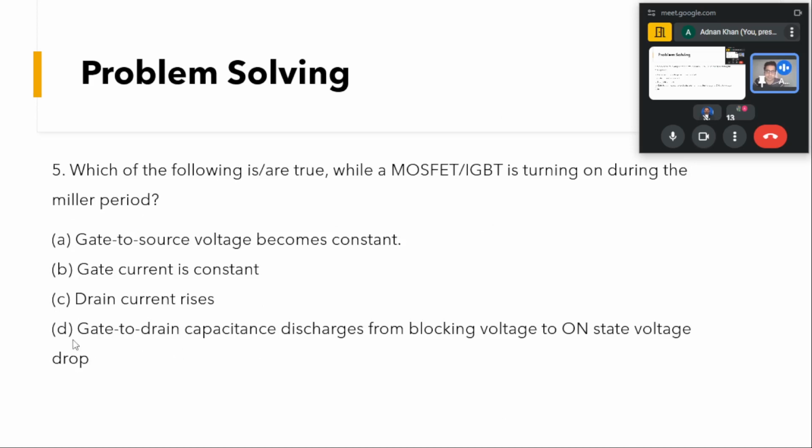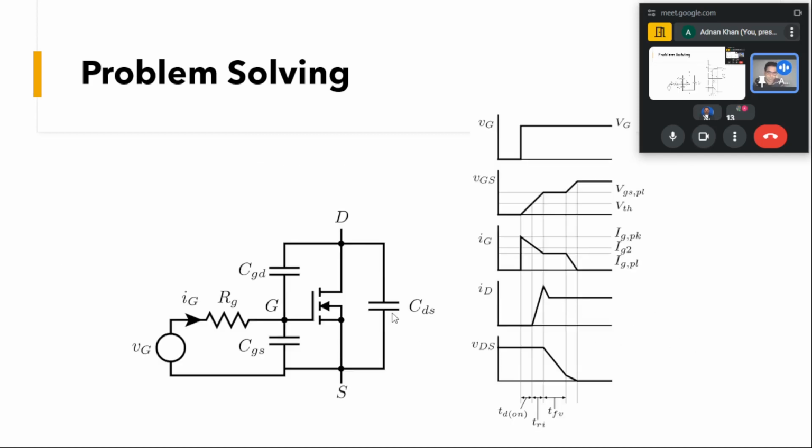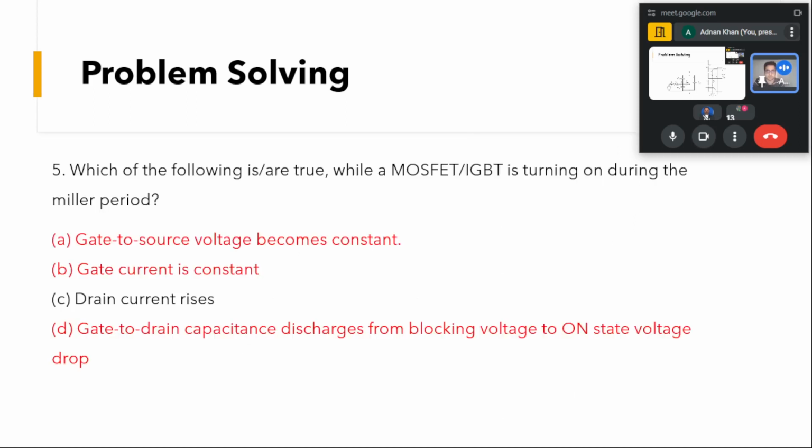Now we'll see option D, gate to drain capacitor discharge from the blocking voltage to the on state voltage drop. That is what I had discussed: IG will cause VGD to discharge, which will in turn turn on this device. So option D is as well correct. So for the fifth question, options A, B and D are correct.